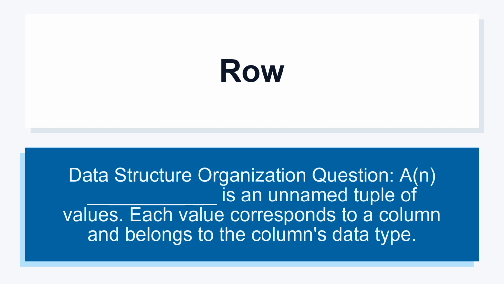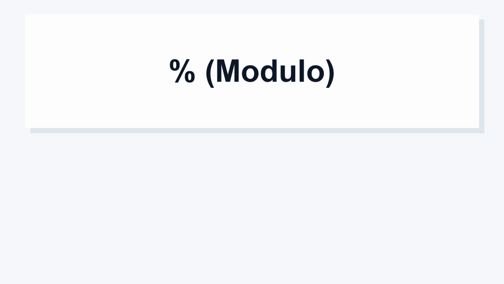Row. Data structure organization question, a ___ is an unnamed tuple of values. Each value corresponds to a column and belongs to the column's data type. Percent, modulo.